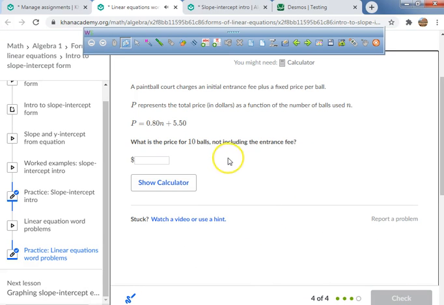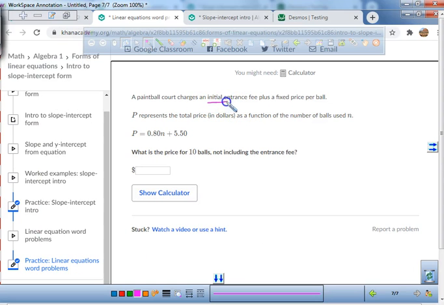All right, let's look at the next one. We've got a paintball court. Ooh, an initial entrance fee. If you have an initial entrance fee, that's always going to be your y-intercept. Ooh, fixed price per ball. That's going to be your slope. So we have an equation.